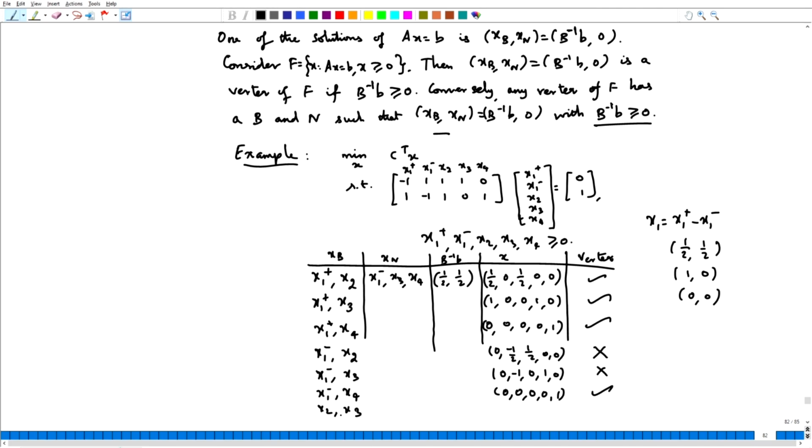So when you look at x2 and x3, you can see that x2 is 1, but x3 is minus 1. So you will have 0 0 1 minus 1 0, because 1 minus 1 is 0 and this is just 1. So this is also not a vertex because B inverse B is not greater than or equal to 0. Now let us look at x2 x4.